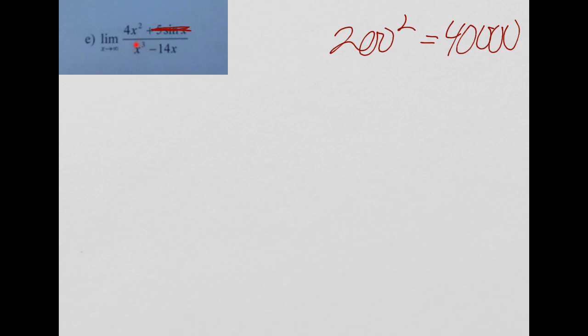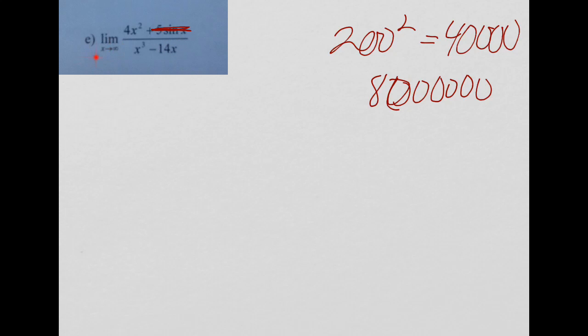I'm cubing a number really big. Imagine cubing 200 and multiplying 200. So that would be 4, 1, 2, 1, 2, 1, 2, right? Actually, not 4. Try 8. There we go. Now think about that in comparison to 14 times 200. So that would be looking at this guy and this guy. When I multiply 14 times 200 and subtract it from this thing, does it really matter at all?